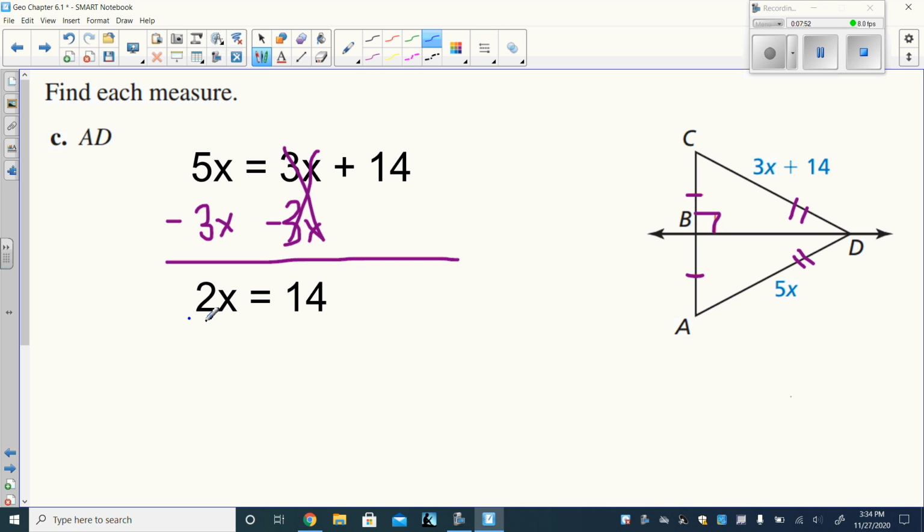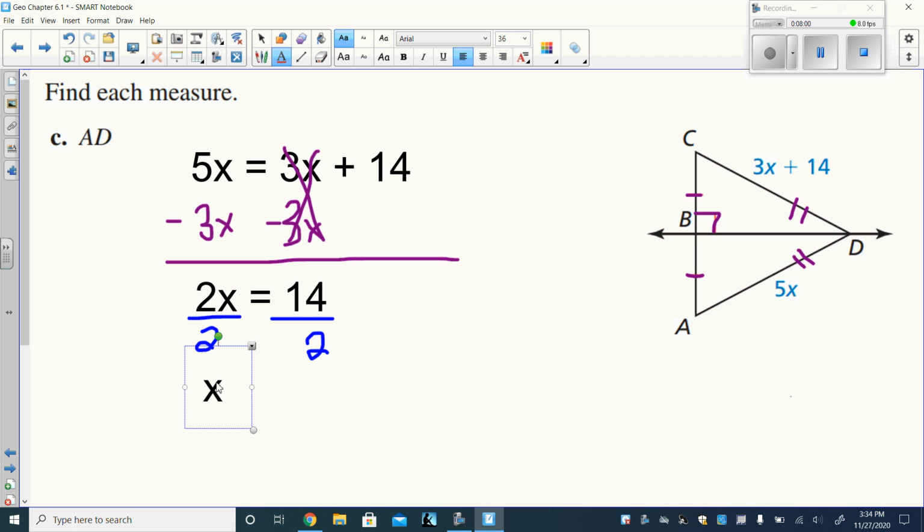Now at this point, we can divide both sides by 2, and when we divide both sides by 2, we get x is equal to 7. So that's good. That's our first step. So we found out x is equal to 7. Now that doesn't tell us exactly what the length of AD is, but we know what the value of x is. X is 7. Now to find the length of AD, we have to plug it back in.